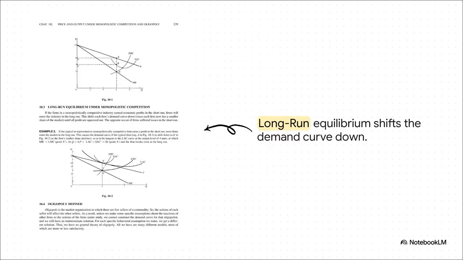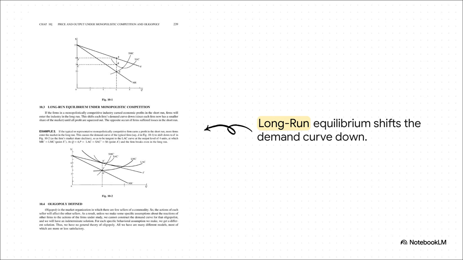But let's see how this plays out in the long run. Remember that $12 profit? Well, other entrepreneurs saw it too, and they wanted in. As more firms enter, our typical firm's market share just declines. You can actually see their demand curve shifting down on this bottom graph until it rests perfectly tangent to the long-run average cost curve. Now, the absolute best output is 4 units at $6, but their cost is also exactly $6.